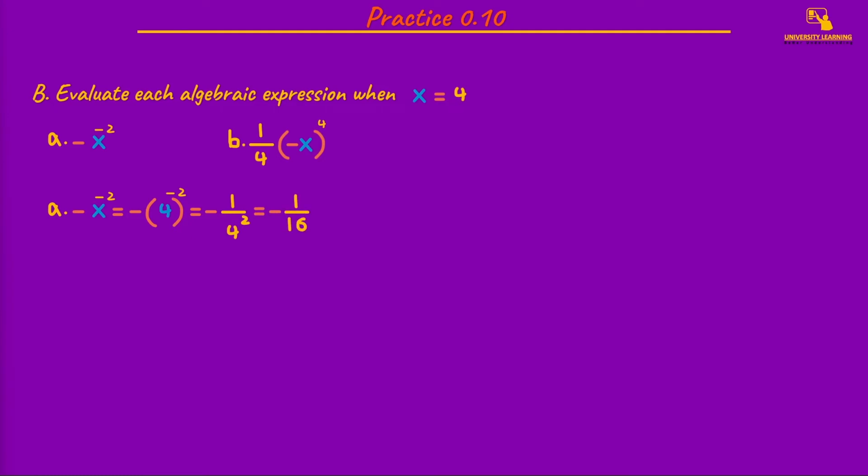Now let's move to point B. We have 1 over 4 parentheses negative x to the fourth. So let's substitute x by 4. 1 over 4 parentheses negative 4 to the fourth. So negative 4 has an even exponent, it will be positive. So the result will be 1 over 4, 256, and it will be equal to 64.